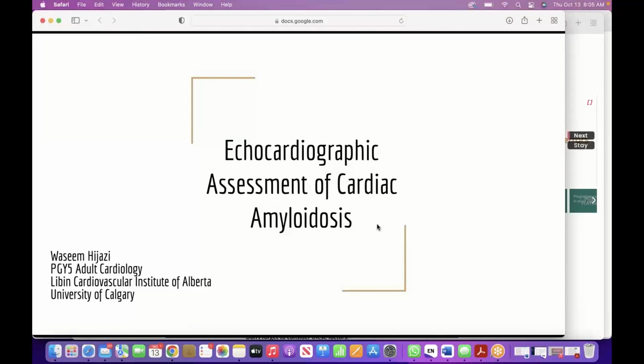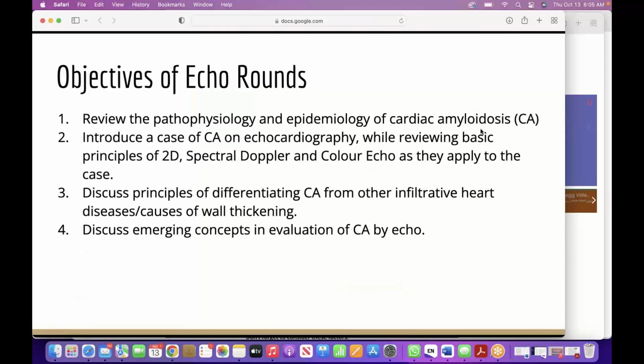I wanted to talk a little bit today about a case that I had seen in my heart failure clinic in Calgary, and I thought it would be interesting to review the echo of that case and go through some evidence relating to echo assessment of amyloid as well. So here are my objectives.